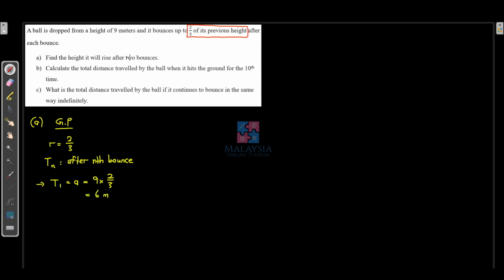So when this asks after 2 bounces, we can write T2 equals ar^(n-1). We can just write straight away 6, and then our r, which is 2/3, to the power of n minus 1, which is 2 minus 1. So this is just going to be 6 times 2/3. So the final answer for part A is going to be 4 meters.